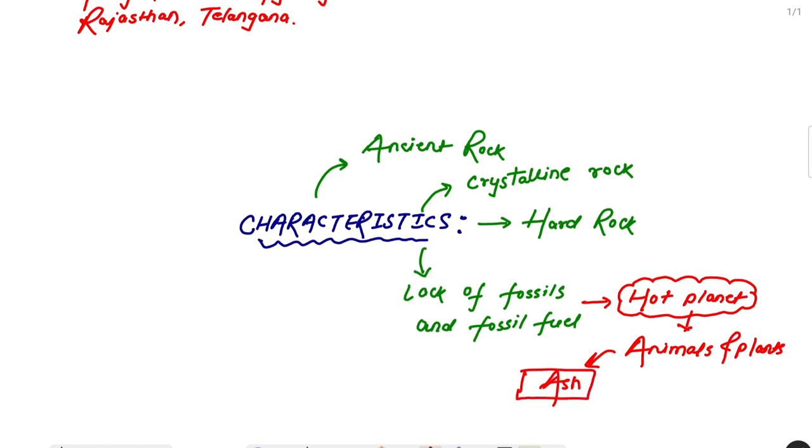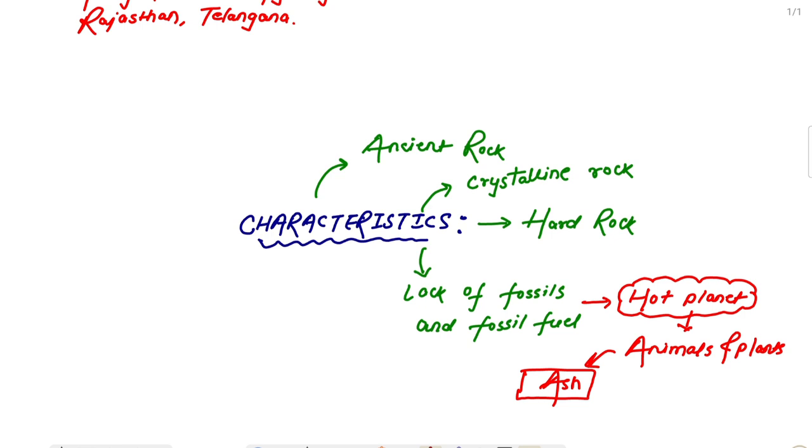Because all the things get burned, the bone, the muscles, everything, all the body gets burned. So if all the body gets burned, how can you find anything of fossils? Any kind of fossil you will not find there, right? Because everything gets burned. So if everything gets burned, there is no kind of evidence that there is a presence of fossils, right? And it's a very old rock system.